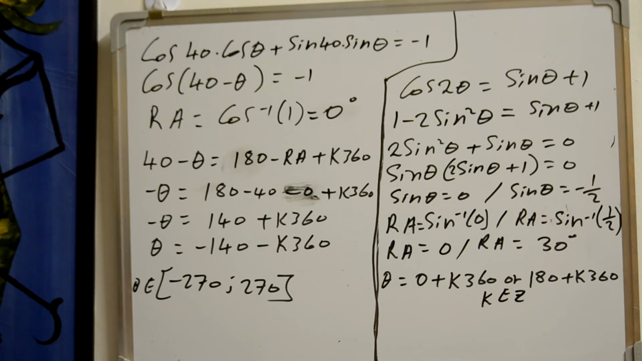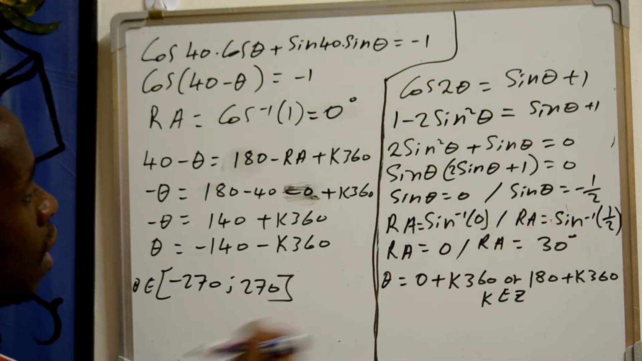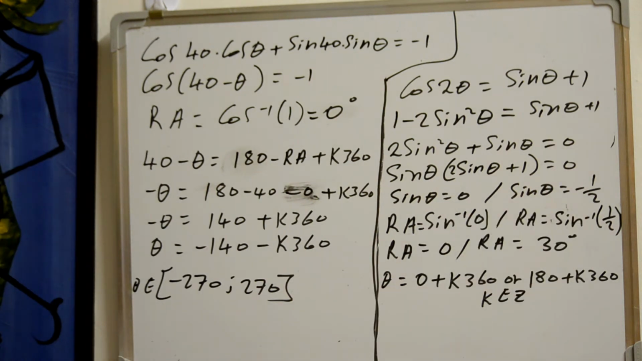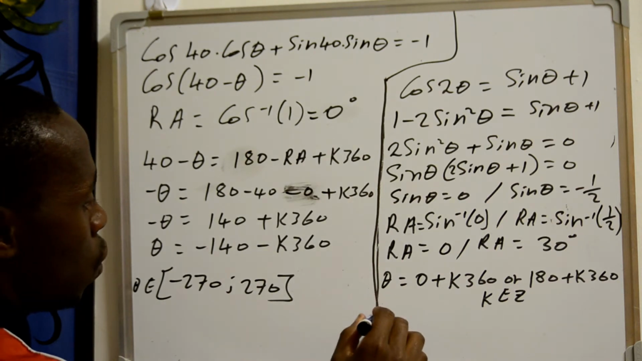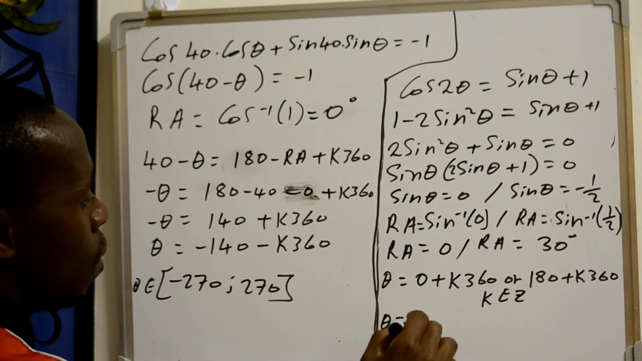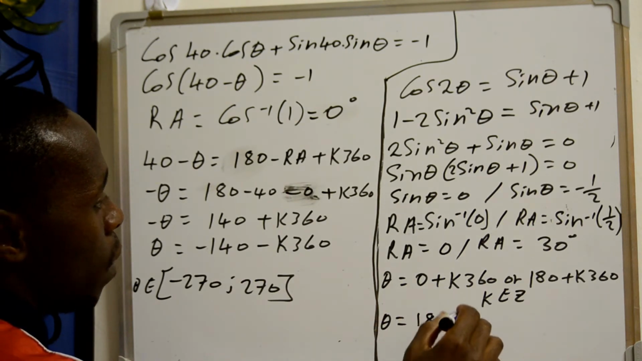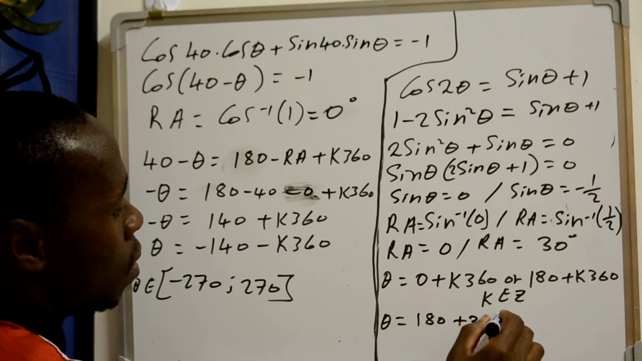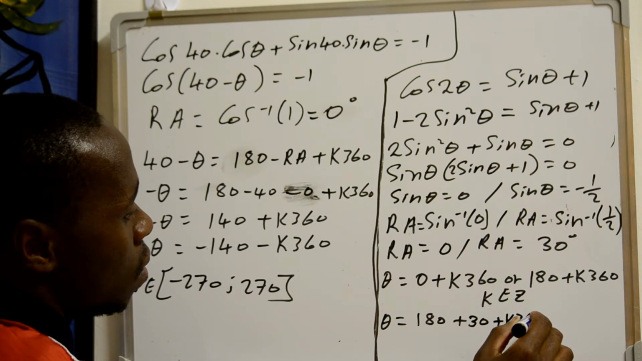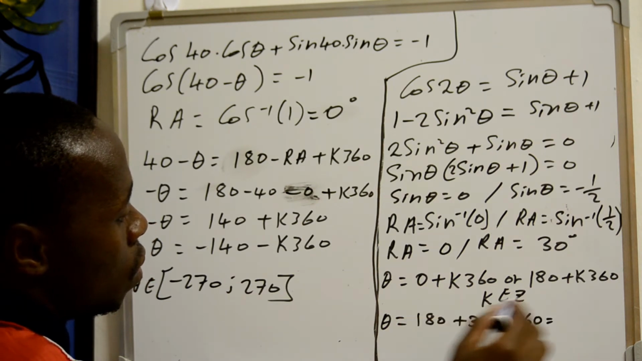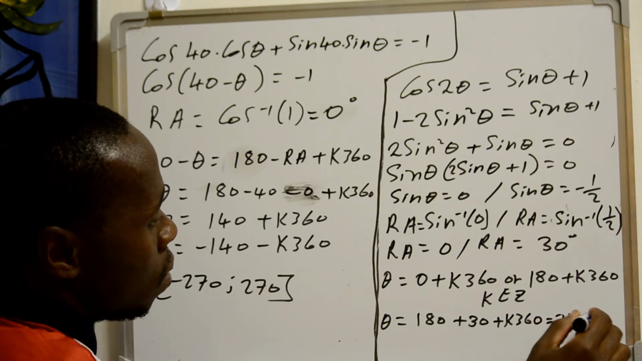Please don't label it. Then for the last one, sin θ is negative, so the quadrants are the third and fourth quadrants. So θ in the third quadrant is 180 plus the reference angle, which is 210 degrees, plus k360.